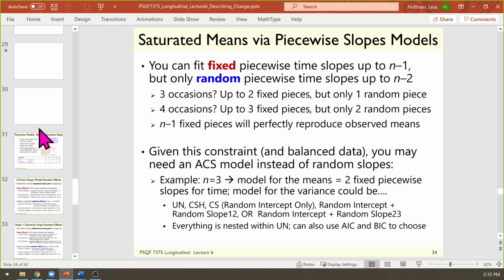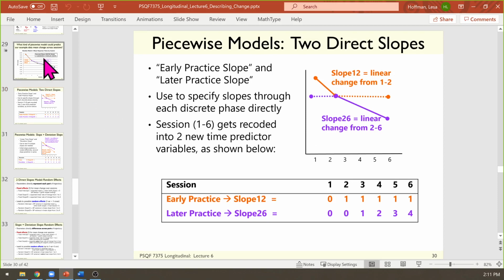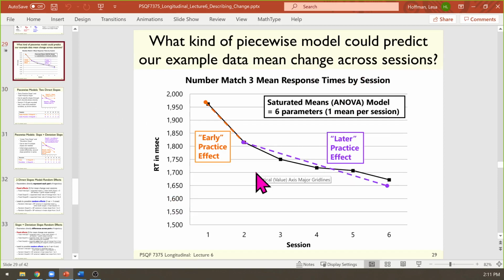This picture? Yeah, this one. I'm setting up a model to capture change from session 1 to 2 as a distinct slope from the change from session 2 to 6. And I'm doing that entirely based on just the idea that I have a nonlinear trajectory, and I think this is a reasonable way to capture it. As you recall, we looked at quadratic models before. They didn't fit very well, so I'm going to give this one a try.